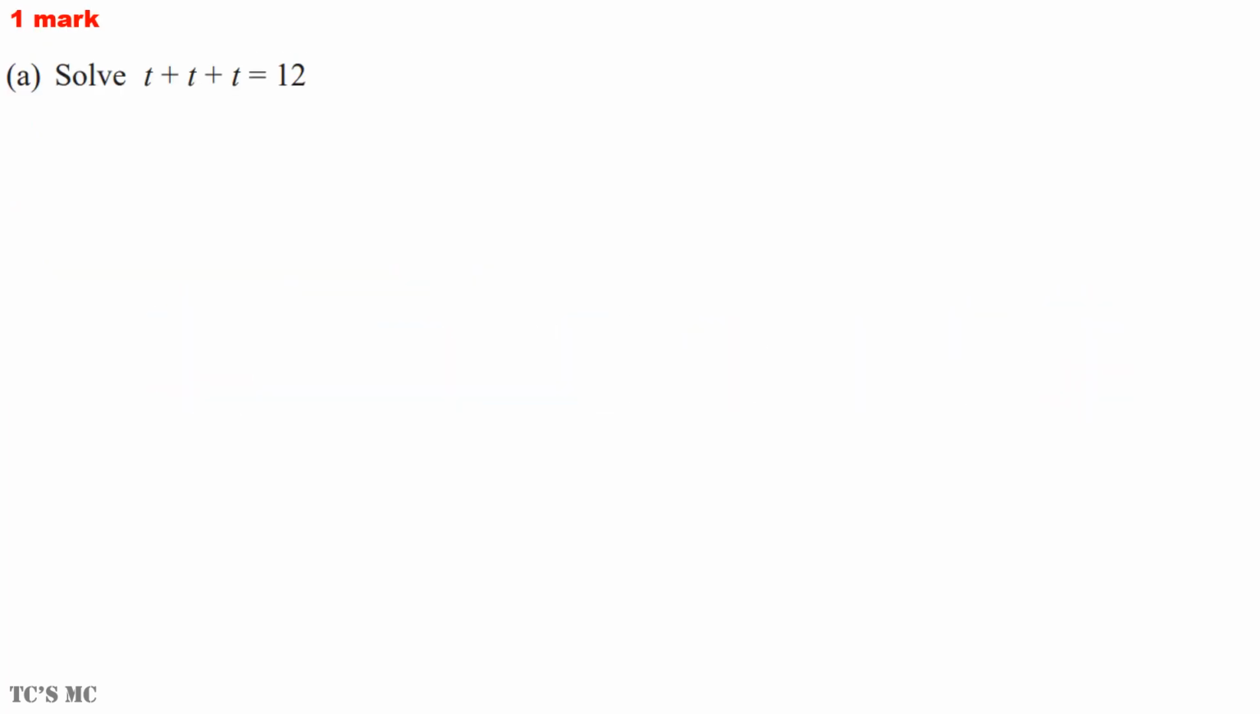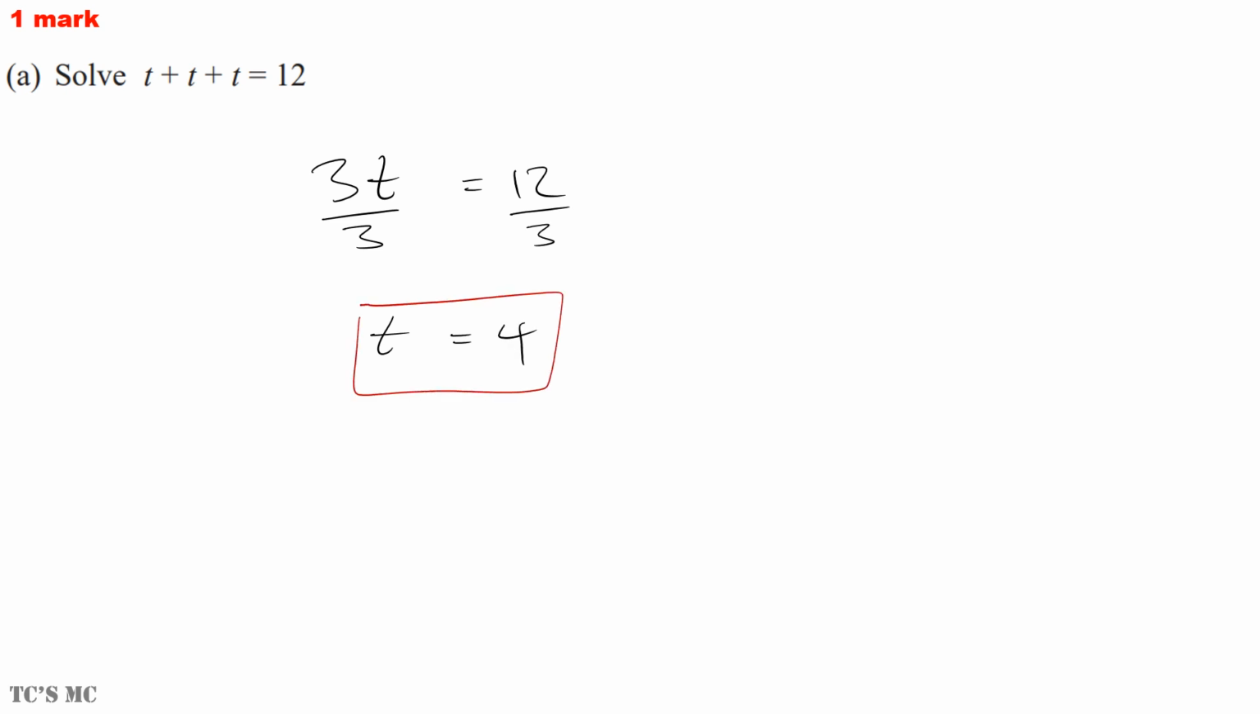Solve t plus t plus t equals 12. In this case, I'm going to collect the like terms. I've got 3t equals 12. Divide both sides by 3, and I've got t equals 4. It is a 1 mark question, so you can actually just say t equals 4.